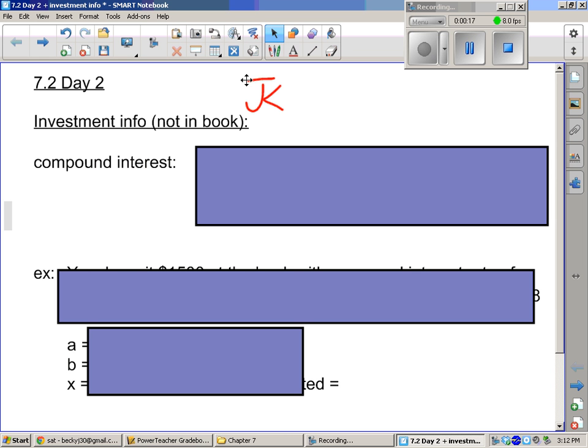Okay, we're going to talk about investment information. Not in the book, though. That's okay. It's important. Some of it is in the book, but there's not a lot of detail. So we're going to make the detail here for you.